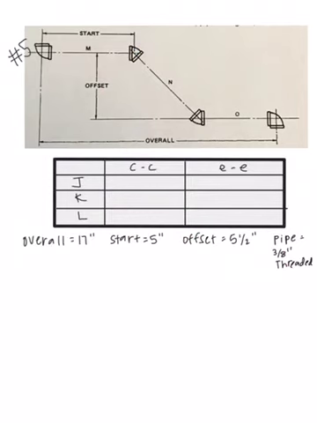Okay, I'm skipping to number 5 on the assignment just so we can get a different pipe diagram. So I'm going to label what we're given. Overall, it is 17 inches. So 17 inches is the overall horizontal distance. The start is 5 inches. The offset is 5.5 inches. And we are using 3/8 threaded pipe.